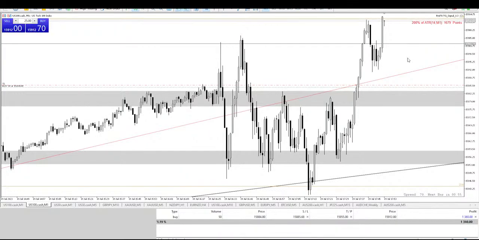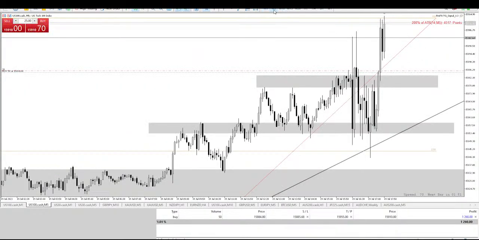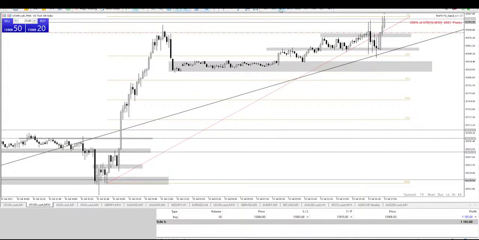Alright guys, so we had price breaking back up here, giving us a good confirmation that maybe this move will sustain. Let's just keep holding to see what happens here.